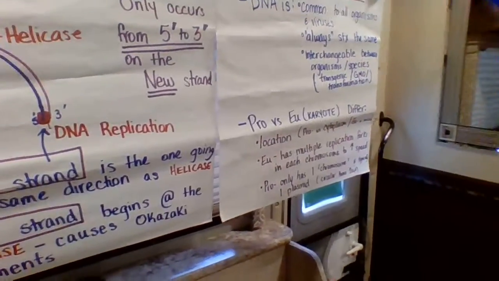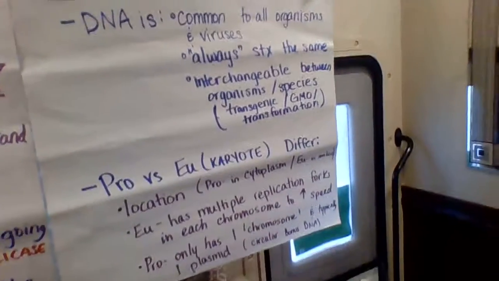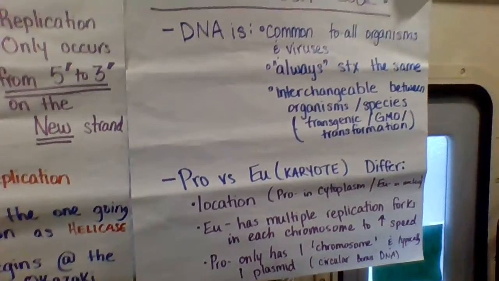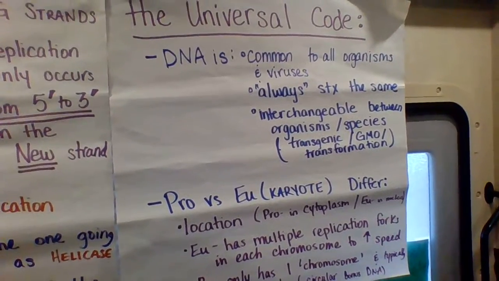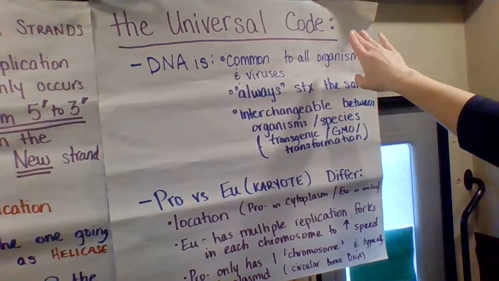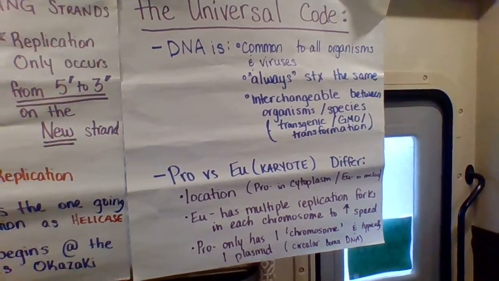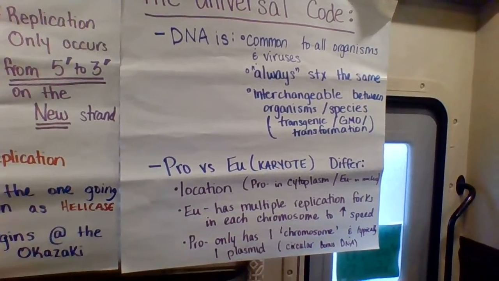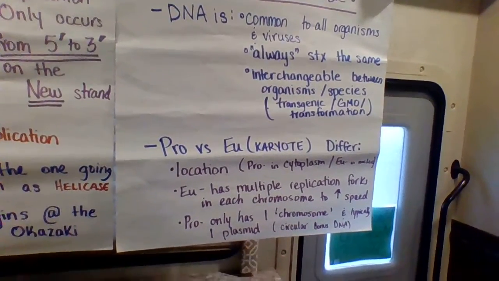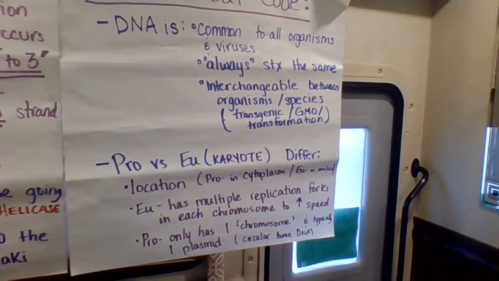Okay, so some things that are super duper important to remember in general about this whole process and what it means. Again, let me see if I can't get that a little bit better. Okay, so we remember that it is the universal code. So DNA is common in all organisms and most viruses. Of course, there are viruses like HIV and COVID-19 that use RNA instead of DNA, but a good chunk of those viruses are DNA bound.